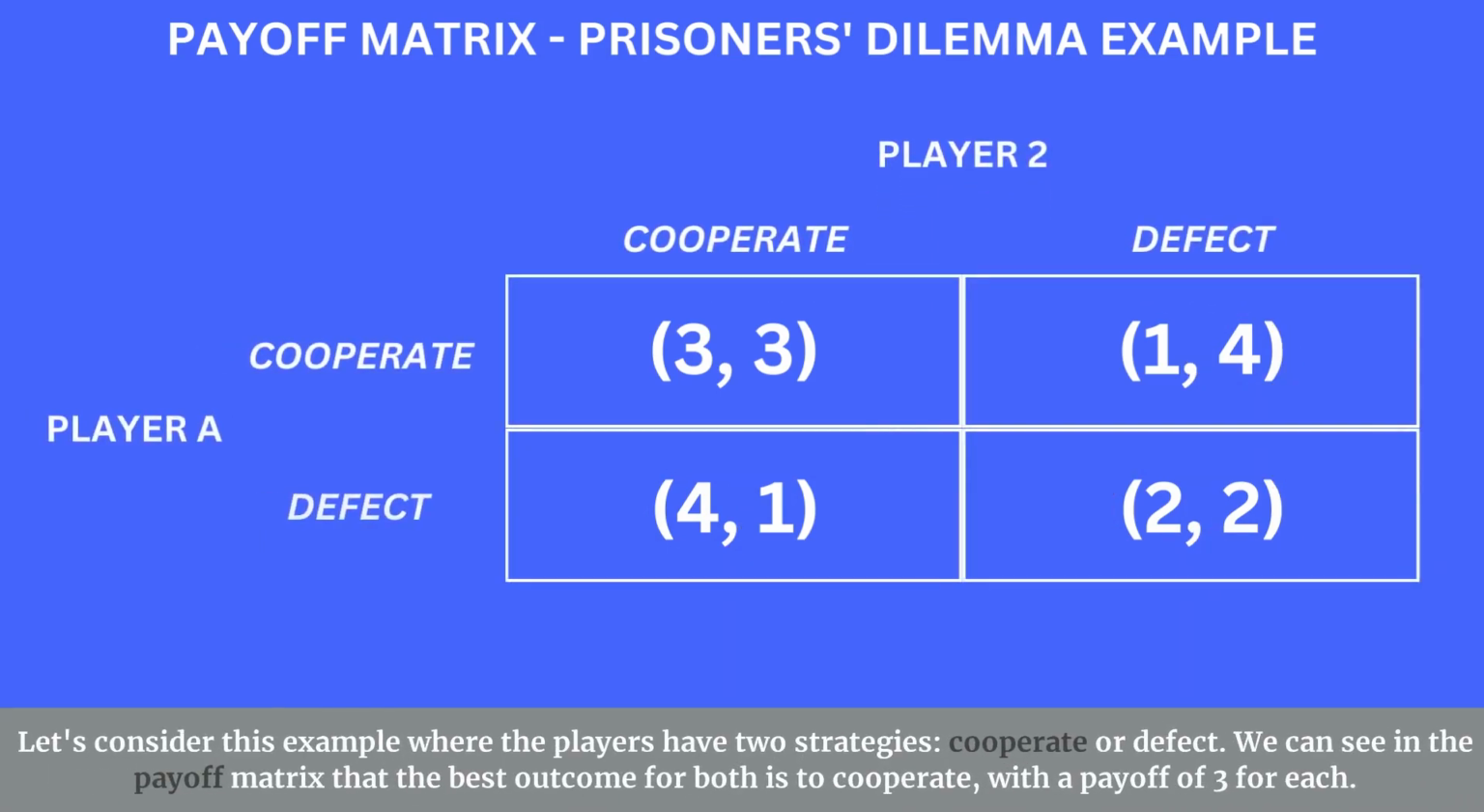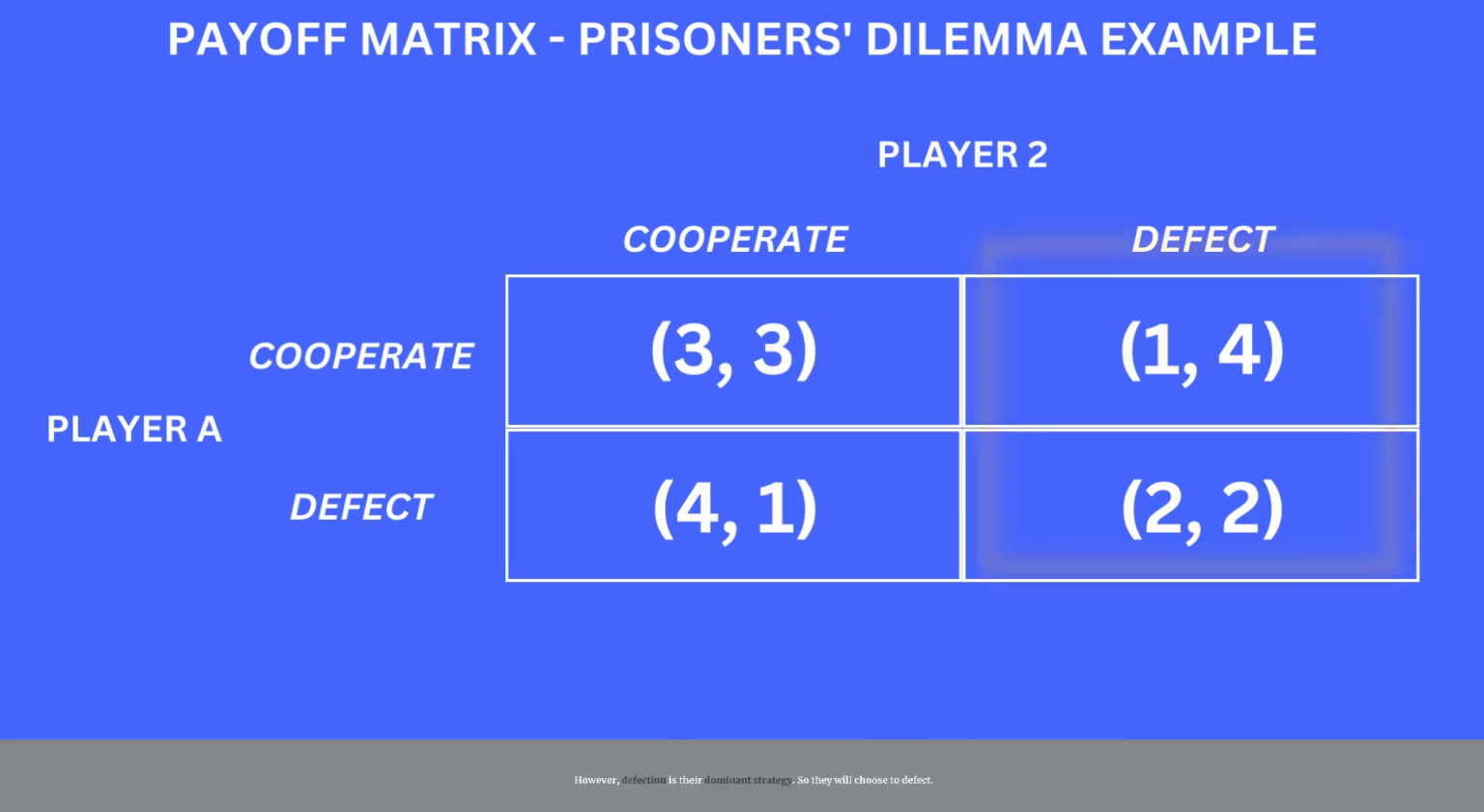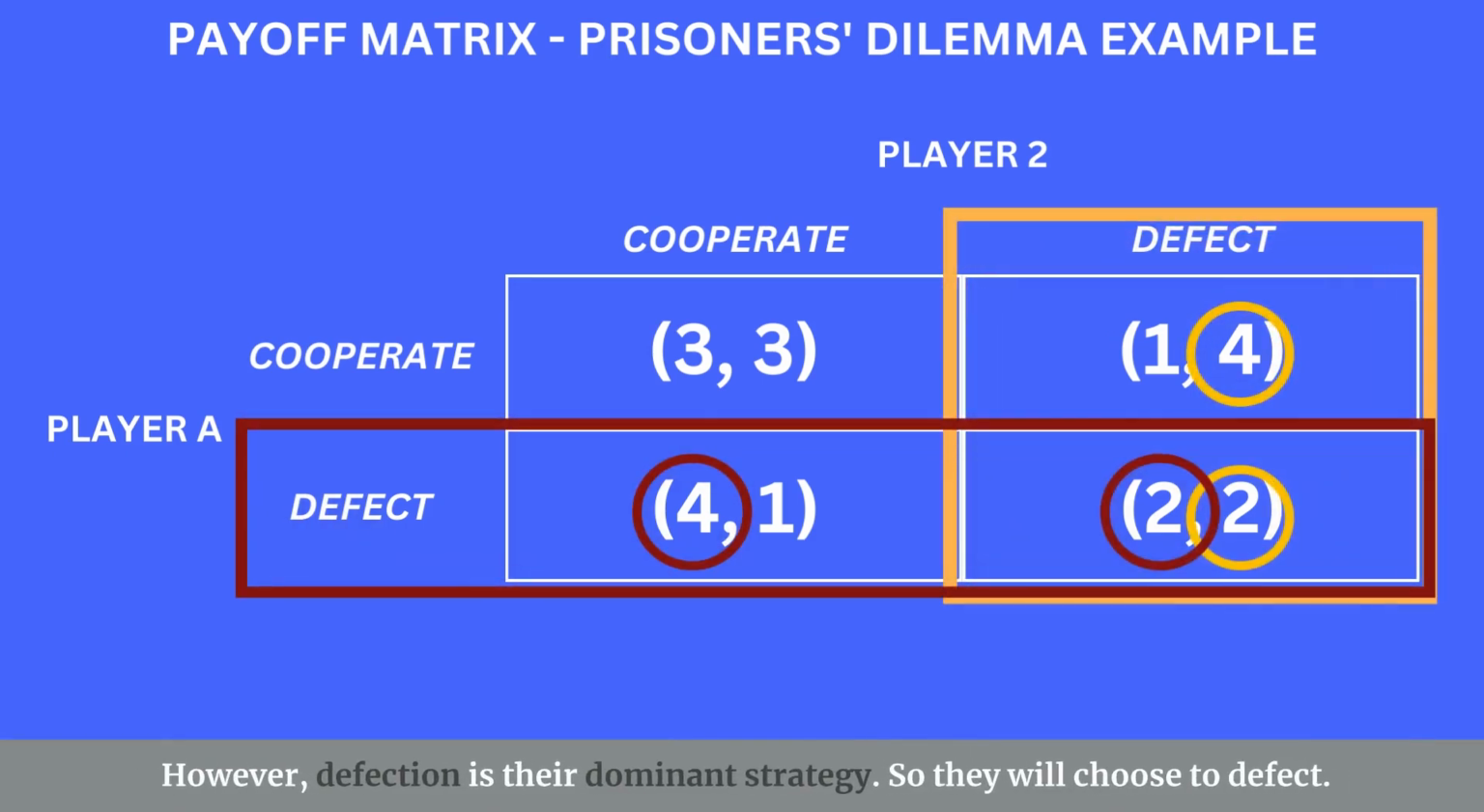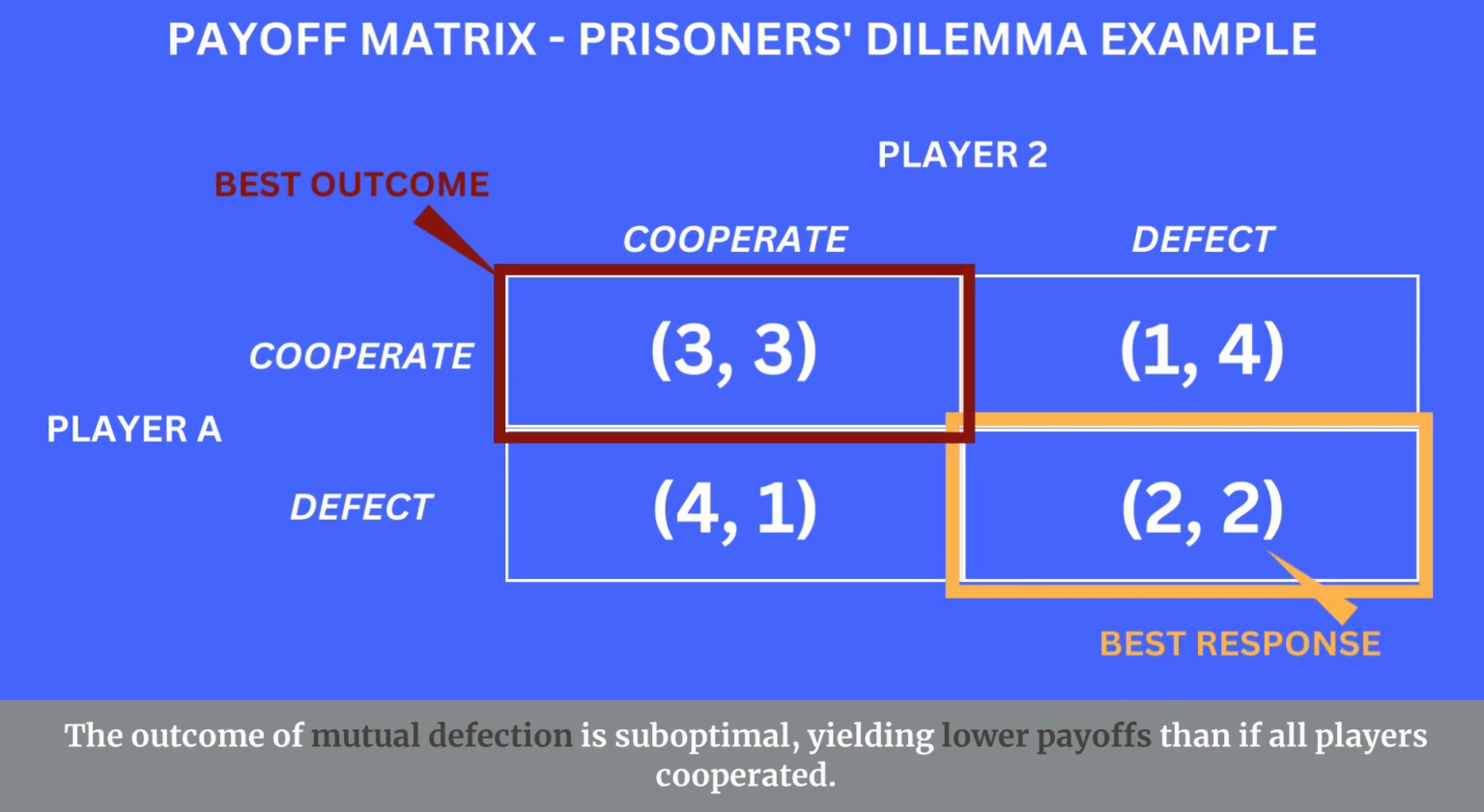Let's consider this example where the players have two strategies: cooperate or defect. We can see in the payoff matrix that the best outcome for both is to cooperate, with a payoff of 3 for each. However, defection is their dominant strategy. So they will choose to defect. The outcome of mutual defection is suboptimal, yielding lower payoffs than if all players cooperated.